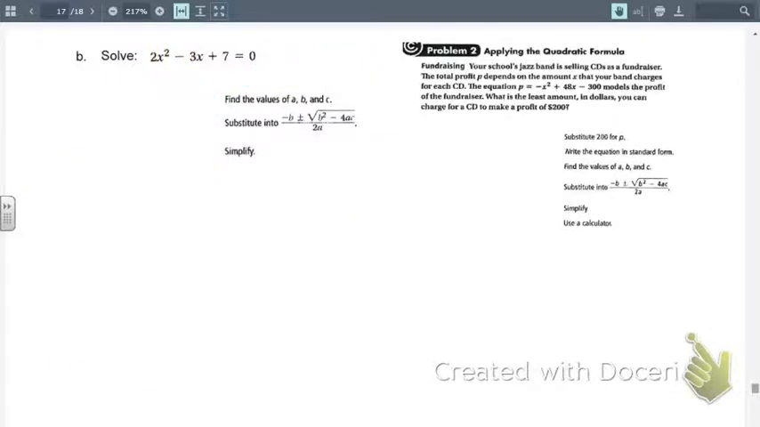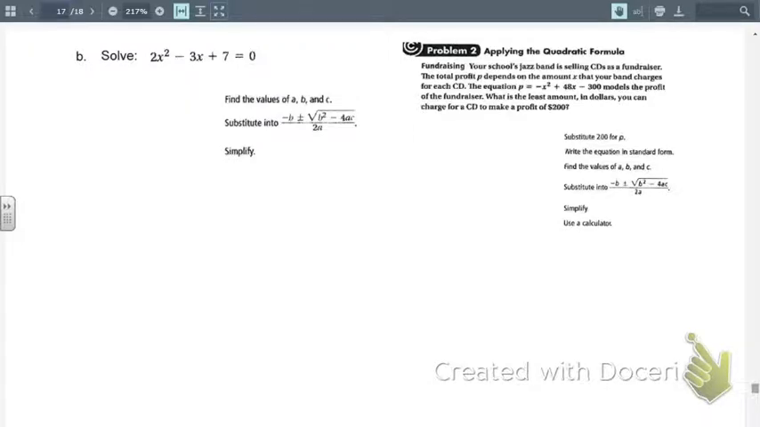Alright, for problem 2, it's a word problem. Your school's jazz band is selling CDs as a fundraiser. The total profit P depends on the amount X that your band charges for each CD. The equation P equals negative x squared plus 48x minus 300 models the profit of the fundraiser. What is the least amount in dollars you can charge for a CD to make a profit of $200?